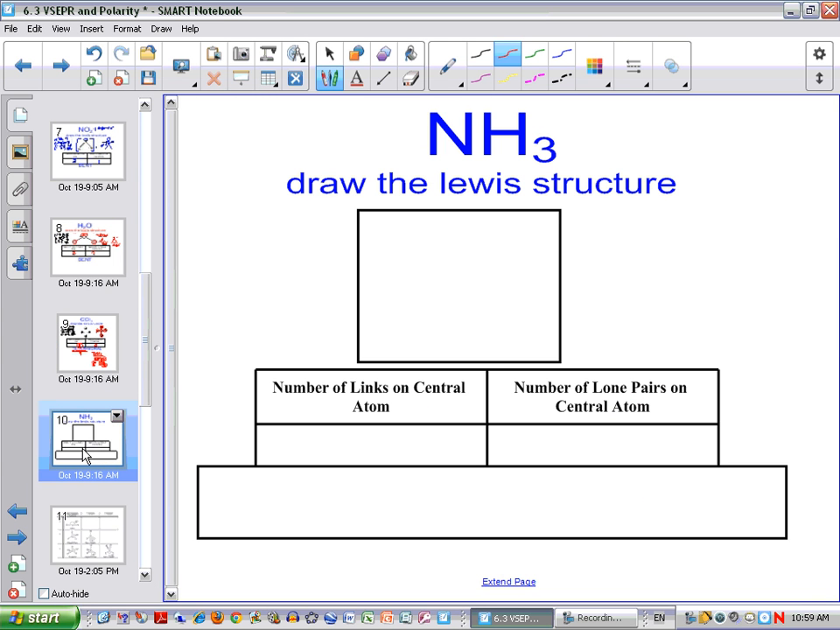And our last shape, NH3, we also NaSL'd this one yesterday.